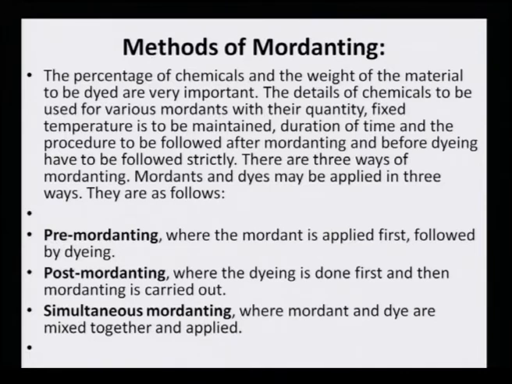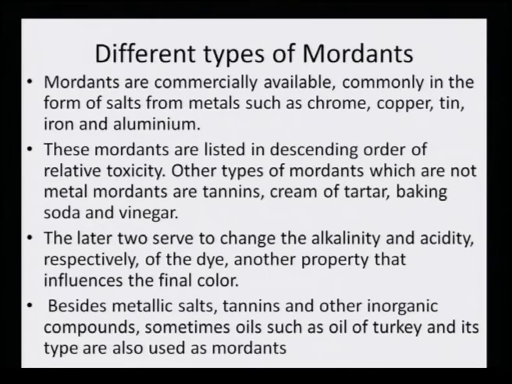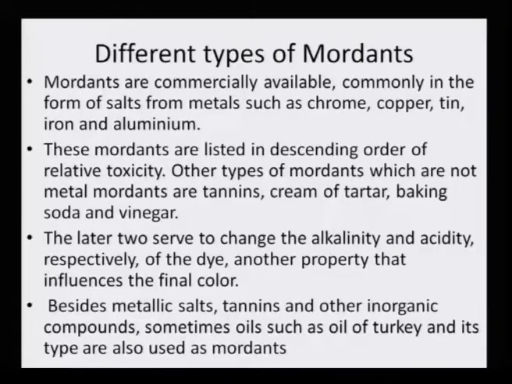There are three ways of mordanting. Mordants and dye may be applied in three ways. They are pre-mordanting, where the mordant is applied first followed by dyeing; post-mordanting, where the dyeing is done first and then mordanting is carried out; and the third one is simultaneous mordanting, where mordant and dye are mixed together and applied. So, you see that three different processes where one can use the combination of dye and mordant are pre-mordanting, post-mordanting and simultaneous mordanting. Different types of mordants.